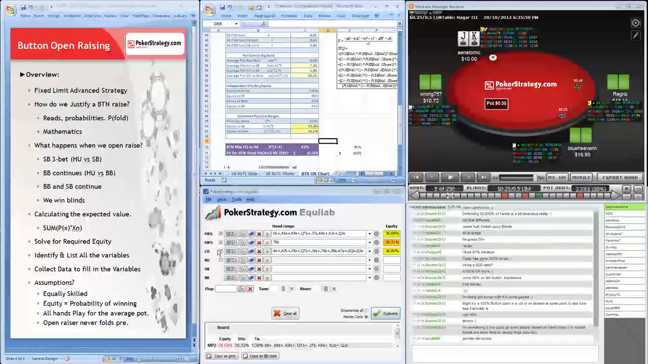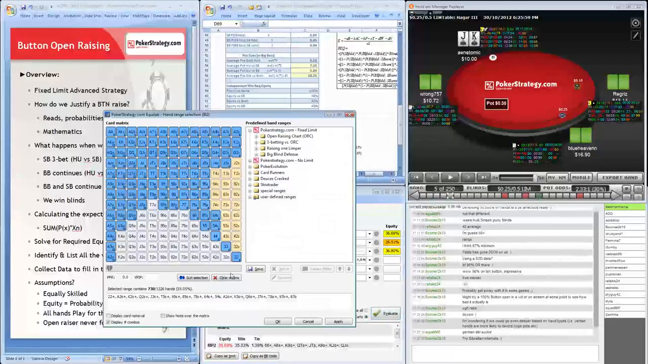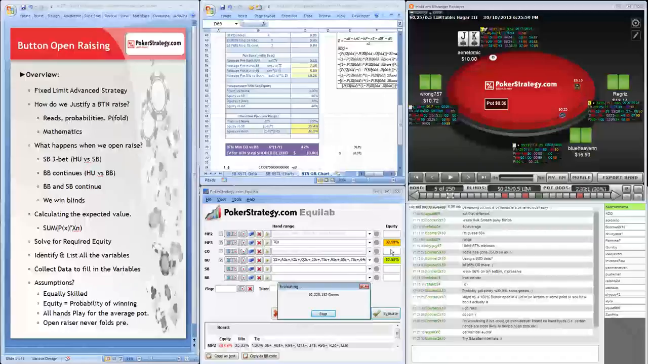All right, so our last thing, do we have the equity to open raise with 7-6 suited at 25 cent, 50 cent, right? That's an important part too. So we bring back in the big blind's hand range that we chose earlier, this 55%, right? Just like that. We click evaluate. We can see that we're getting pretty close, 39.5, right?